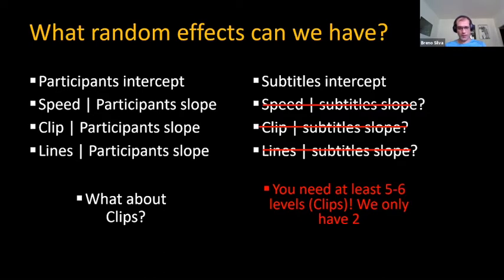Okay, so because we could not include clips as a random effect, we will include it as a fixed effect. We will include the speed as a fixed effect, you will see it later, we will include the lines as a fixed effect, and we will include clips as a fixed effect, and then the interaction speed by clips and speed by lines, okay?